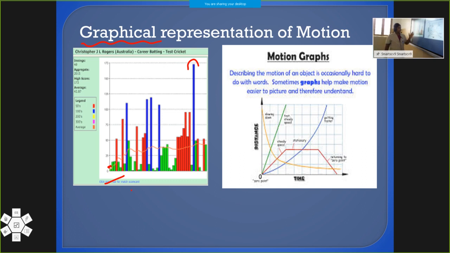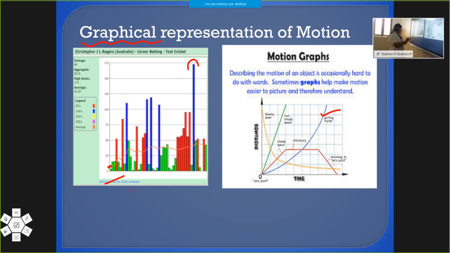And this is a bar graph, right? Line graphs are also there. In a line graph also we can identify the scores of the players. You have seen these two types of graph in the telecasting of cricket matches or other matches, right? So now children, we are going to represent motion using graphs. That is graphical representation of motion. Let's see how we can represent it.